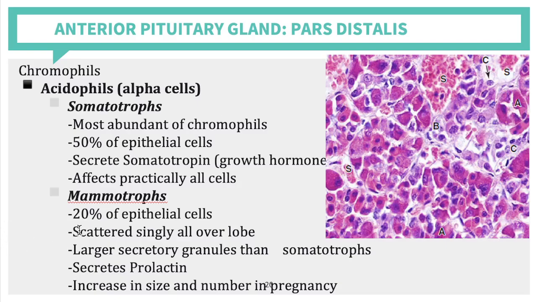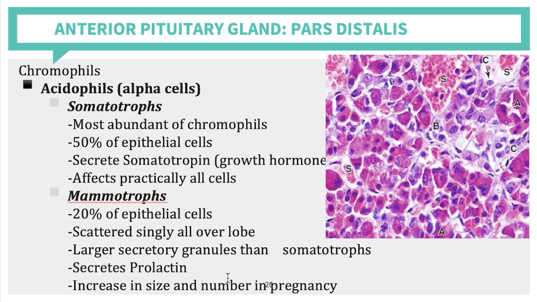Next, your mammotropes. Still also an acidophil, your alpha cell, the letter A here. 20% of your epithelial cells, they are scattered singly all over the lobe, with larger secretory granules than your somatotropes. They secrete your prolactin and they increase in size and number in pregnancy.